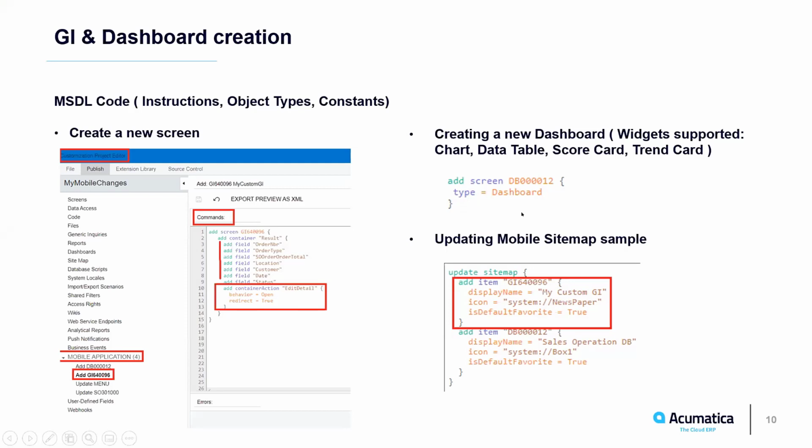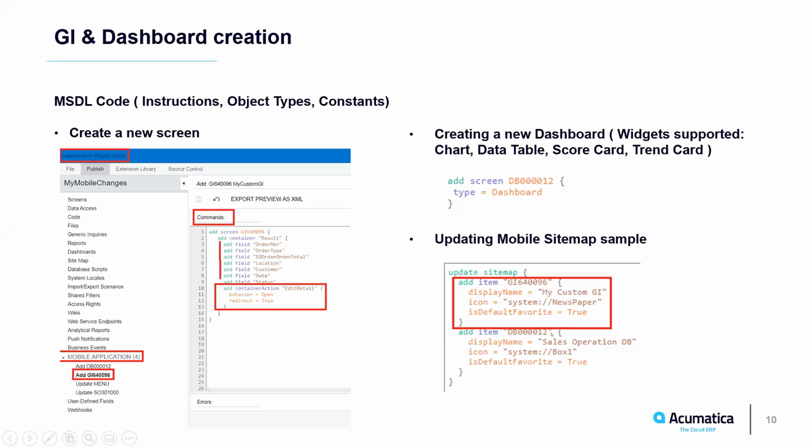Here on the right side, we can see how to create a dashboard screen. And you can see it's very straightforward. I just basically have to specify the type as dashboard, and the framework will generate that dashboard screen for you. Please note that when you create a report screen for mobile, it's also the same approach. You just have to specify the type equals report, and the framework will generate that report for you as well. So these are the widgets that are supported as of now. So you can have data table widgets, scorecard, trend card, or chart.